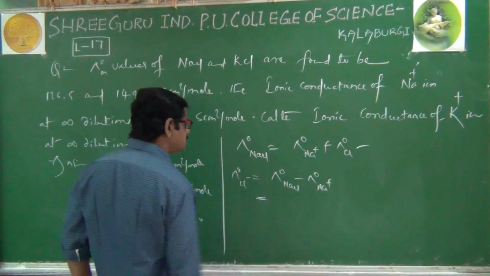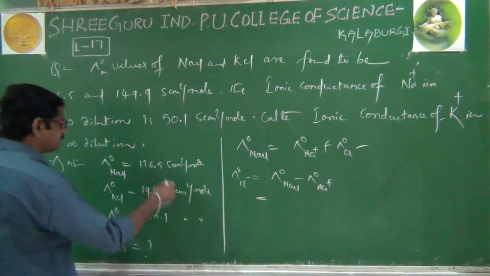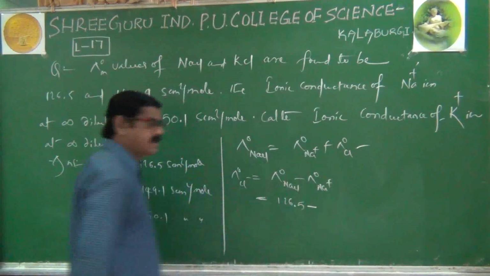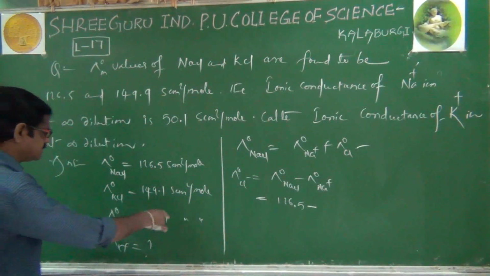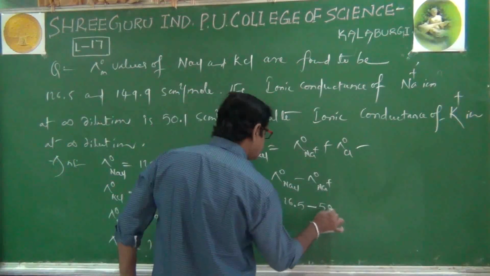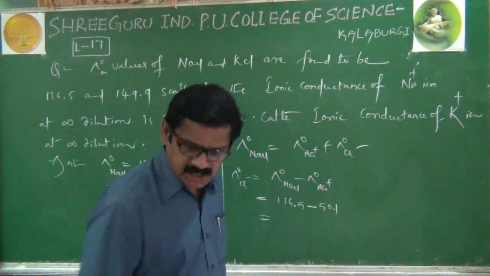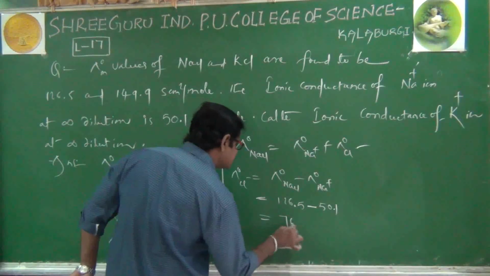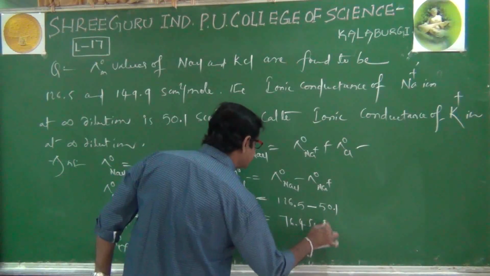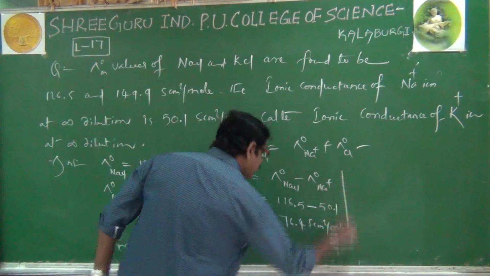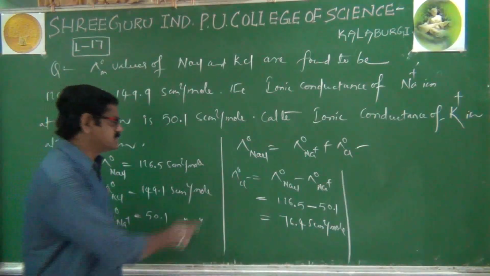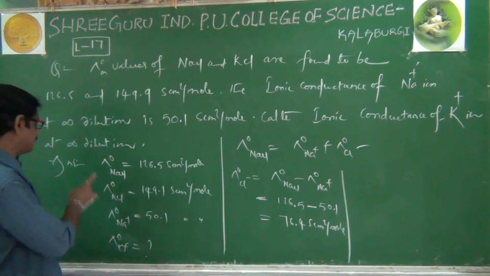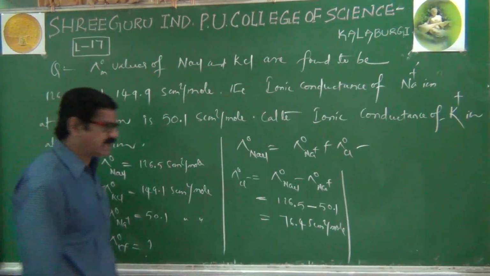Therefore, we'll just substitute the values. NaCl value is already given in the question: 126.5 minus lambda naught Na plus value is 50.1. And if you do subtraction, you will get 76.4 Siemens centimeter square per mole. Of course, this is not our answer. Just the Cl minus value is obtained here, but we need the K plus value. Lambda naught K plus value is required.